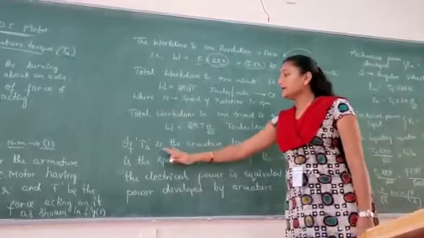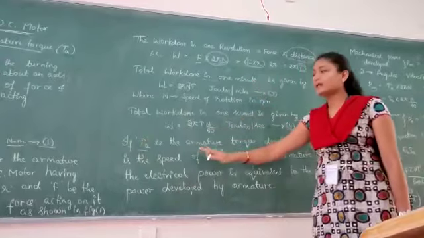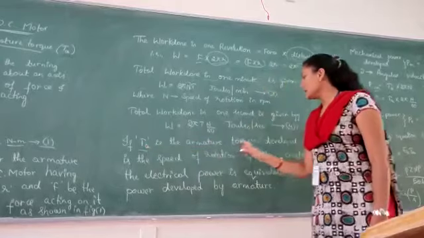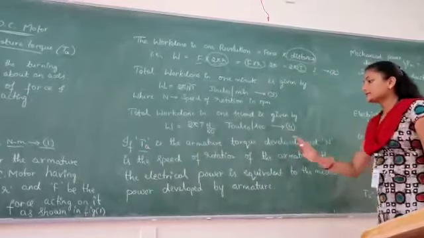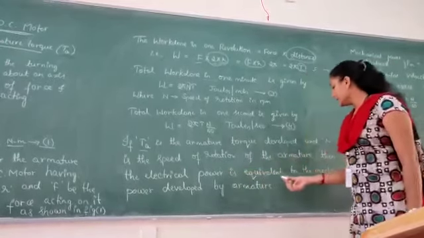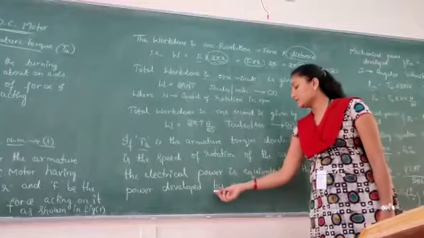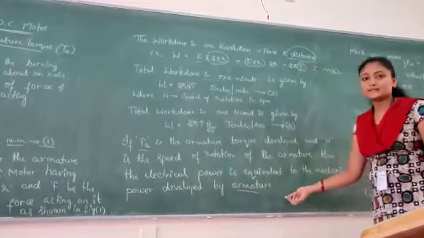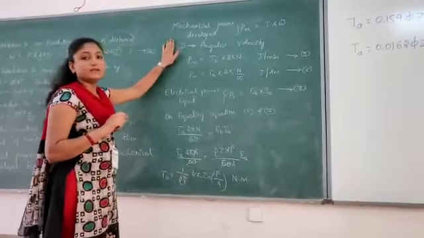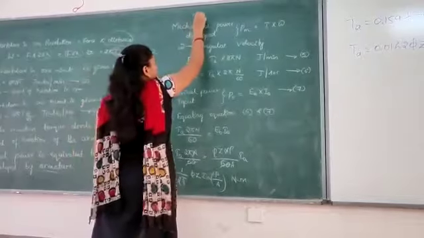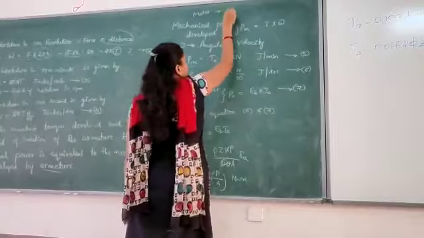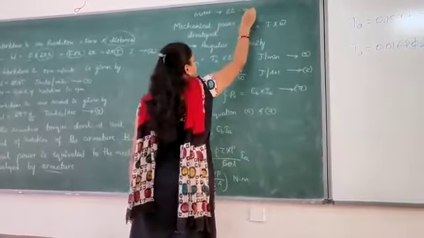And now we are calculating TA, the total armature torque or the gross torque. If TA is the armature torque developed and N is the speed of rotation of the armature, then the electrical power is equivalent to the mechanical power developed by the armature. That is, the concept is, as we know, the basic working principle of a DC motor is to convert electrical energy into mechanical energy.